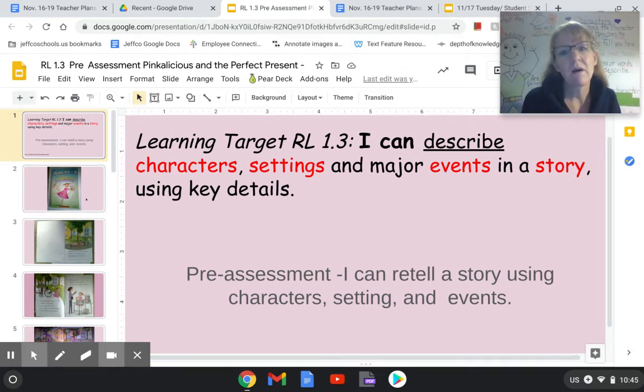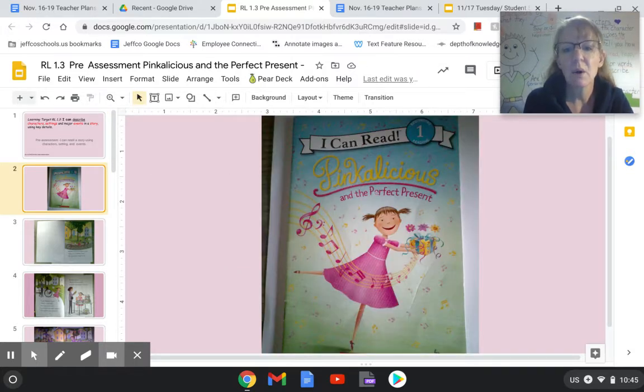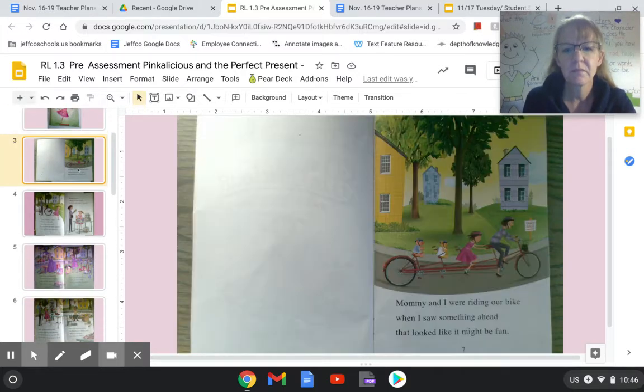And I'm going to show you how I would do this with this story, Pinkalicious. This story is Pinkalicious and the Perfect Present. You're going to be reading a story or listening to a story a little bit later. So, Pinkalicious and the Perfect Present.